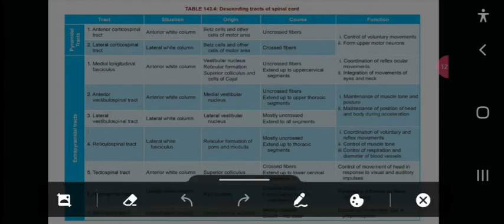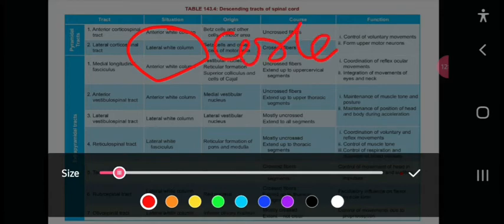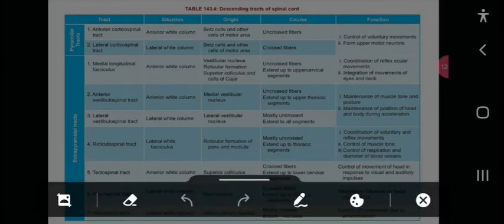Firstly, when any fibers come from the cortex to the spinal cord, then this is the descending pathway. So we will study them right now.